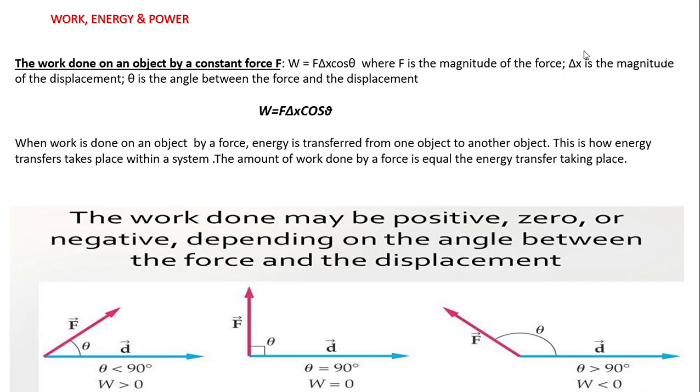So here we have a definition of work done on an object by a constant force. We see that W is equal to F delta x cos theta, where F is the magnitude of the force, delta x is the magnitude of the displacement, and theta is the angle between the force and displacement.